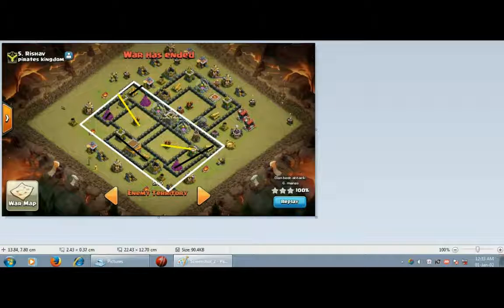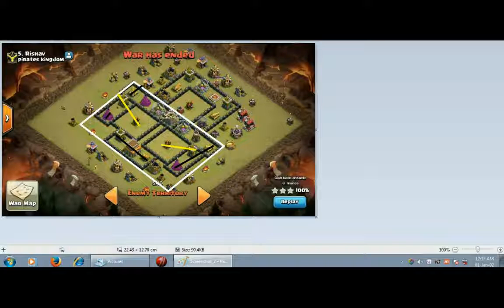Now the archer towers, guys, the reason is that you cannot directly target those archer towers. If you deploy your hog riders here, they are going to go to the cannon, or they are going to go to the wizard tower, just because of the way this is set up. So it kind of works like that.